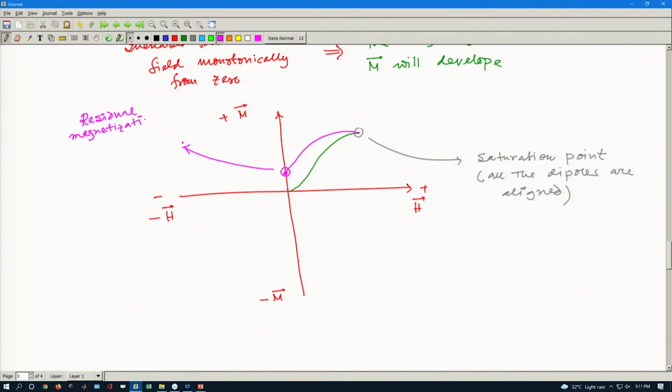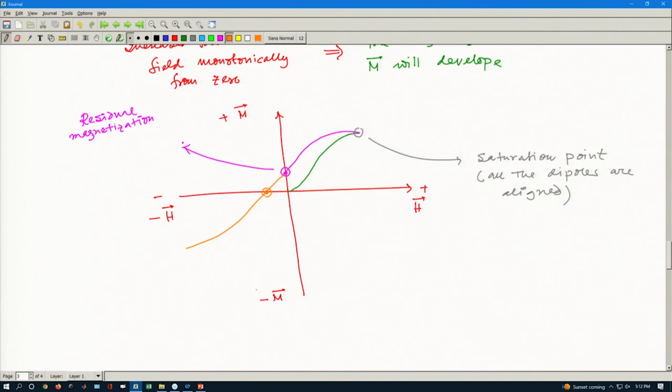Why residual? Because even though I have my external field at 0, the material is still having some sort of magnetization. Then what happened? I further reduce the field, now I need to make the magnetization 0. So, I further reduce my magnetic field in the opposite direction, and if I go on to some value, this will reach some value here. So, here again I can have a point where it will hit the 0 curve, that means magnetization here vanishes.